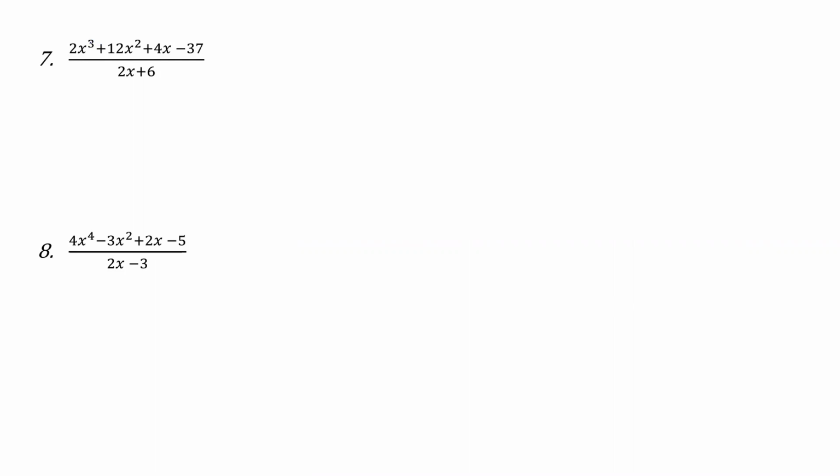All right, so we look here, we have a 3, a 2, a 1, a none, and just have x, so that looks good. So what we can do is we can take 2x plus 6 into 2x cubed plus 12x squared plus 4x minus 37. Now what do we take 2x times to get 2x cubed? Well, we take that times x squared. And so that's going to give us 2x cubed plus 6x squared.